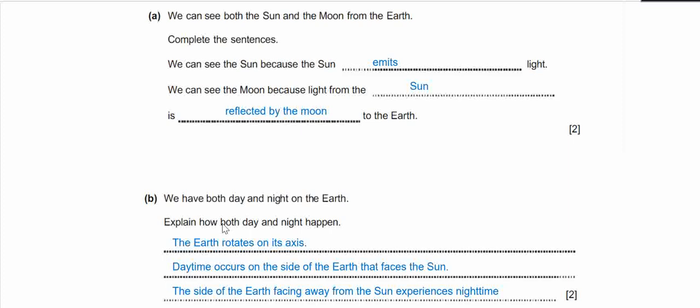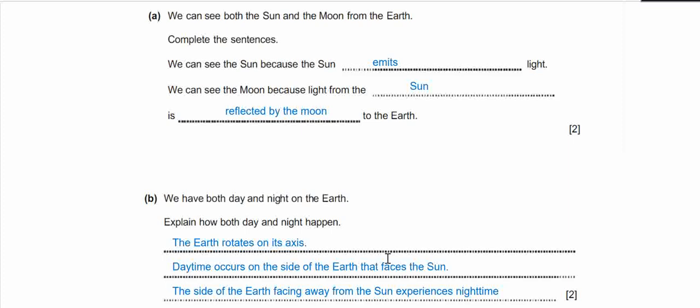So the earth rotates on its axis. Daytime occurs on the side of the earth that faces the sun. The side of the earth facing away from the sun experiences nighttime. So that will be the example of correct answer.